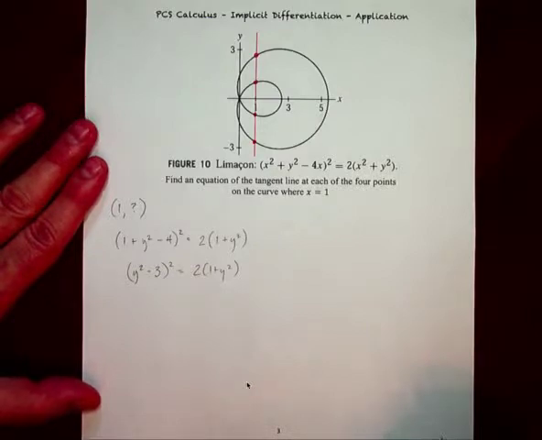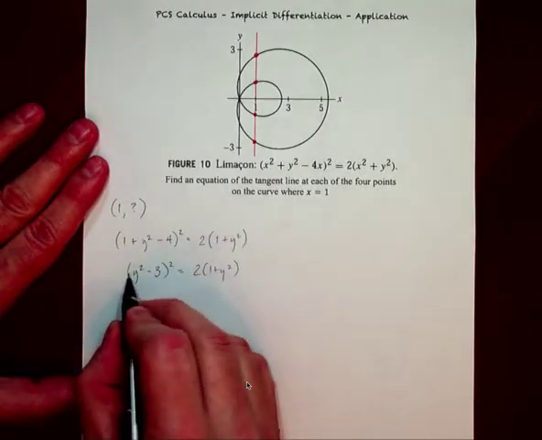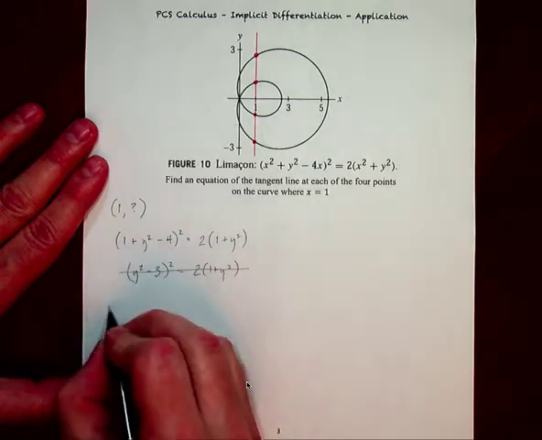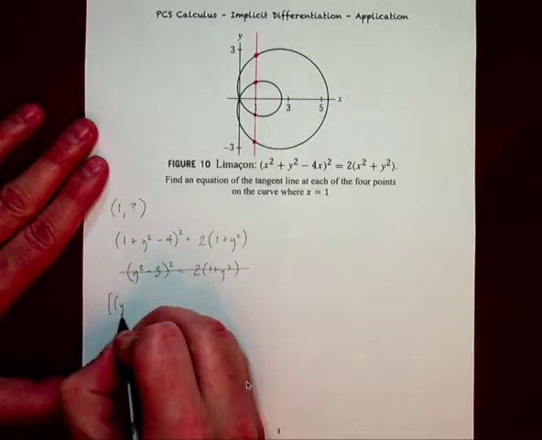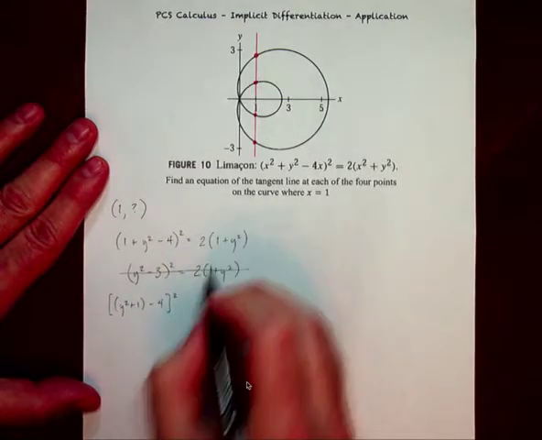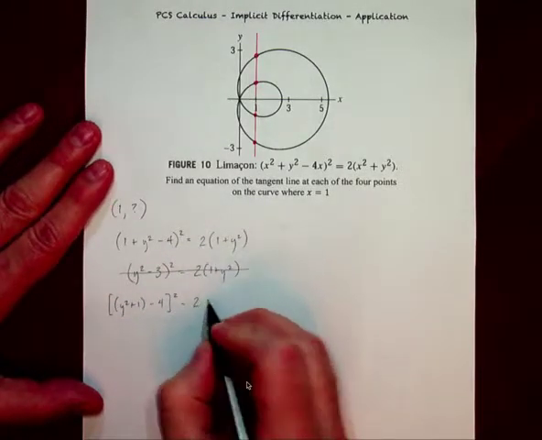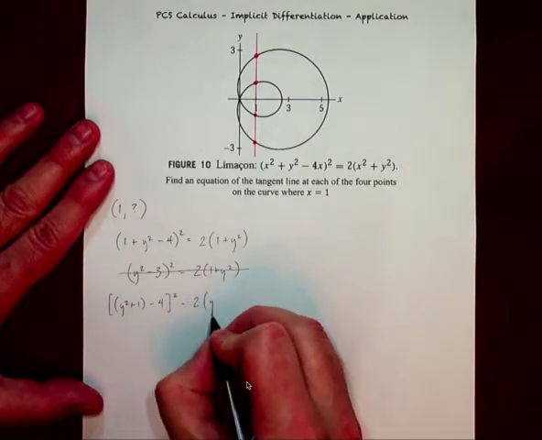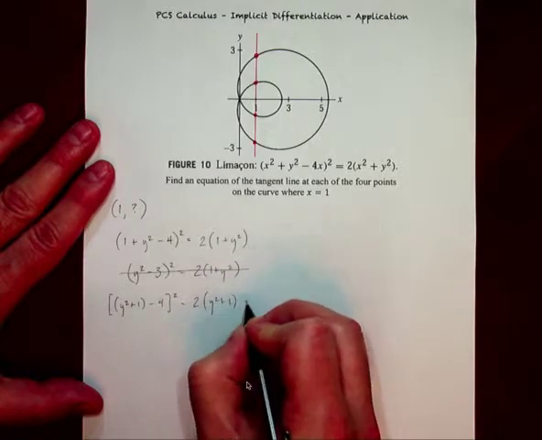Oh, well that might actually be helpful. Here, let's try this out. Let's leave it in this form right here, and notice that this is (y squared plus 1 minus 4) squared, and this can be brought over as 2. (y squared plus 1) is equal to 0.